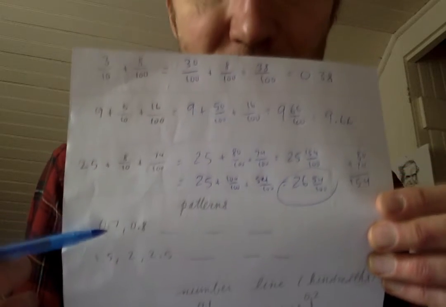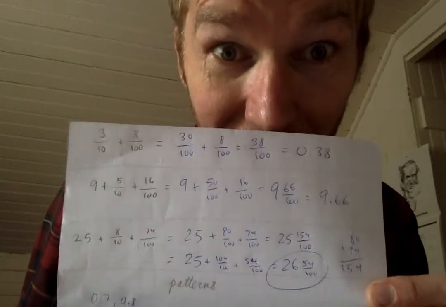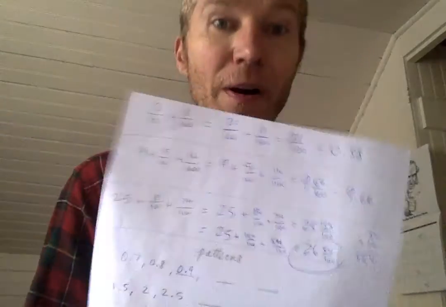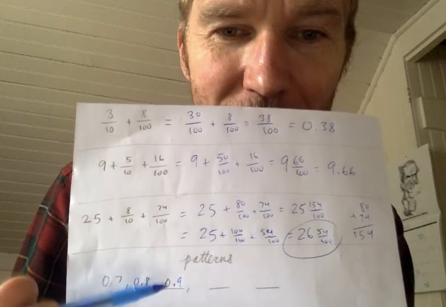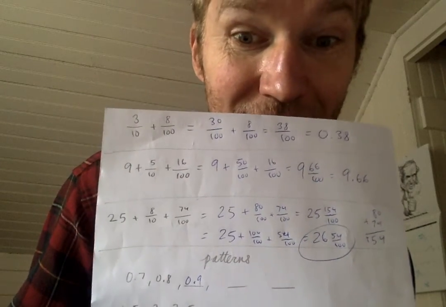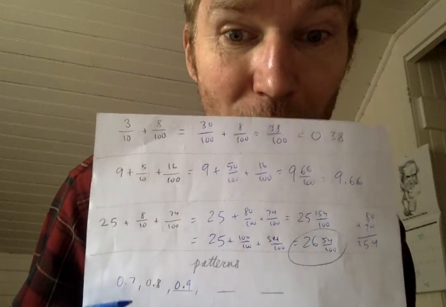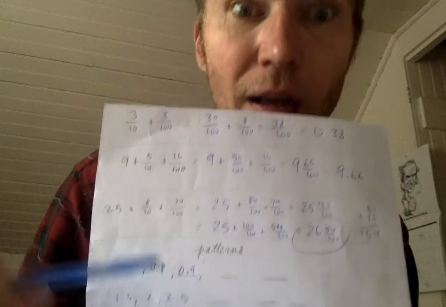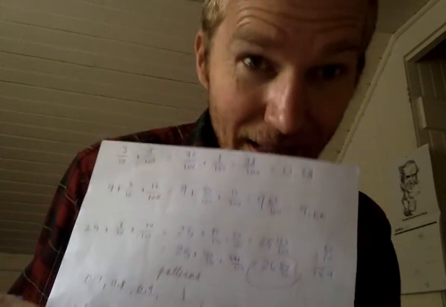Just noticing it goes from 0.7 to 0.8 to 0.9. What's after 0.9? Well, it's going up a tenth each time, right? It's not going to be 0.10 because that'd be like 0.1. It's going to be 1. So 0.7, 0.8, 0.9, up to the 1. And then what's after the 1? 1.1.